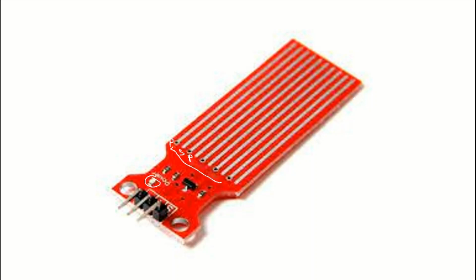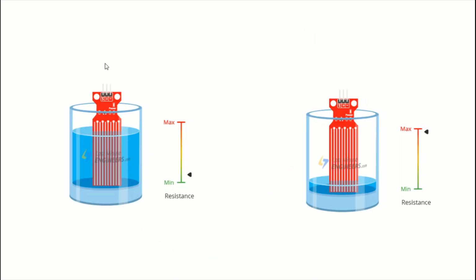The water level detection sensor consists of 3 pins. The signal pin, which should be connected to any analog port on the Arduino board, the positive connection that should be connected to the VCC, and the negative connection that should be connected to the ground. So let's now understand how a water level detection sensor works.